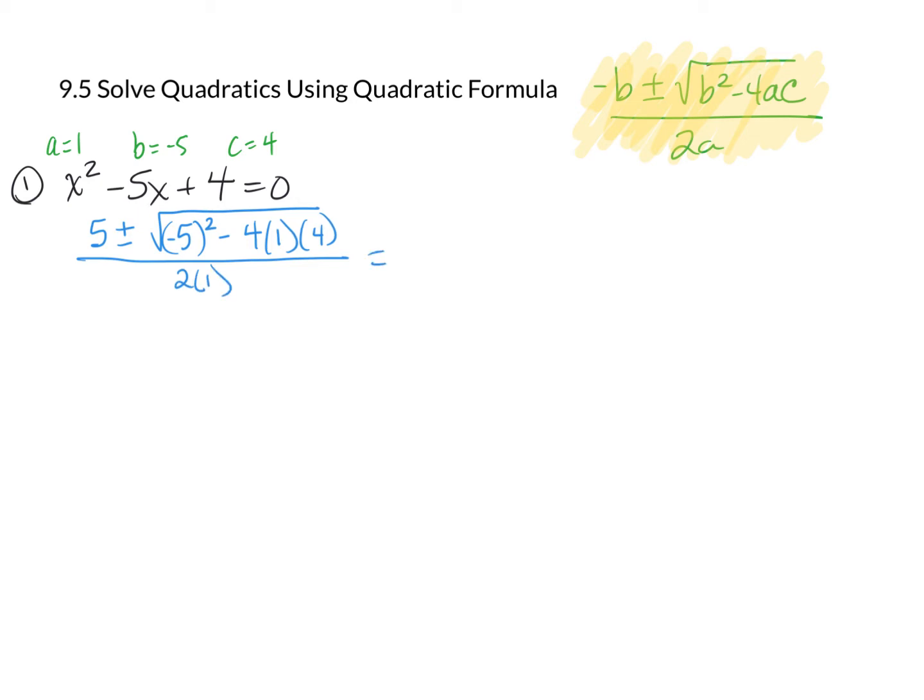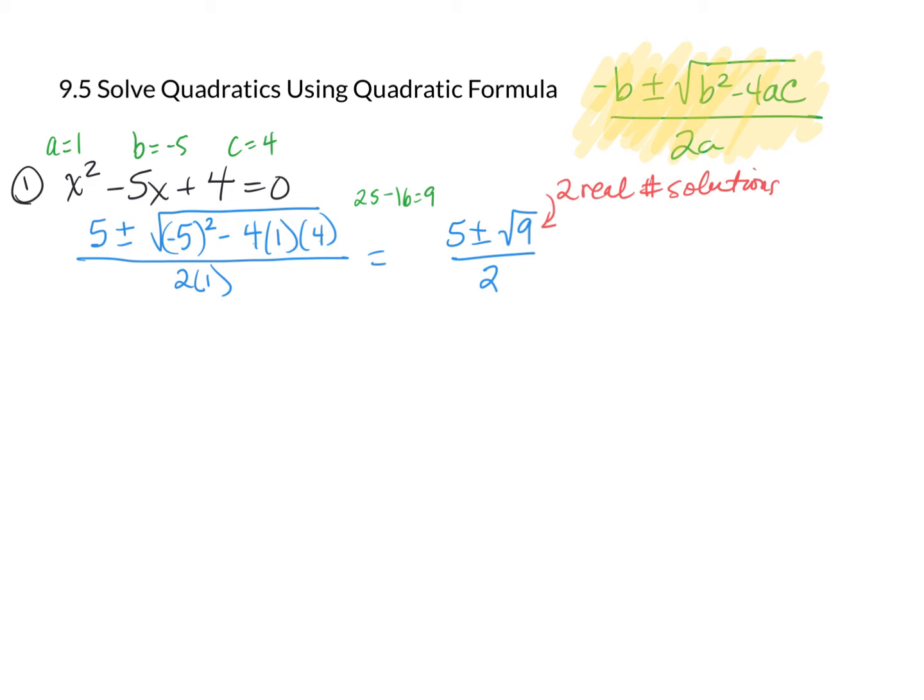All right, now let's clean that up. So it's going to be 5 plus or minus. Now let's think through this. Negative 5 squared is 25, minus 4 times 4 is 16. That gives me 9. So it's the square root of 9 over 2. Now, remember what we did previously. Since this is a real number and it's positive, we know that there are going to be two real number solutions ahead of us.